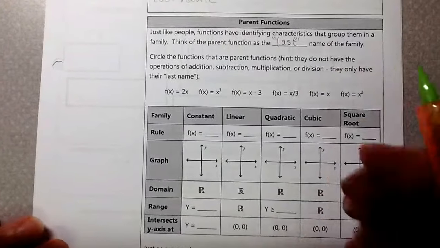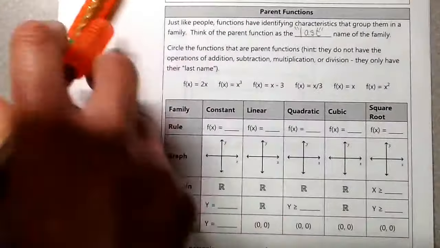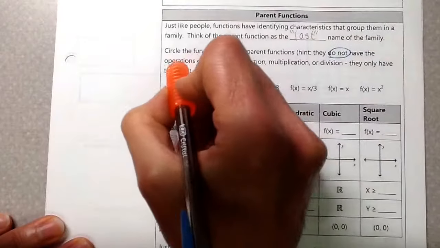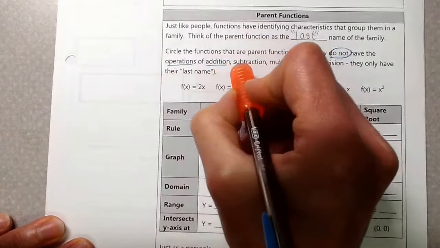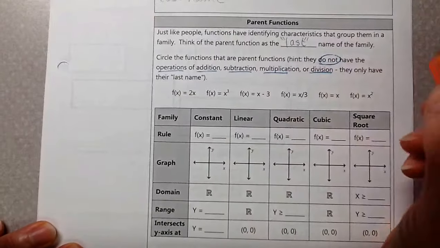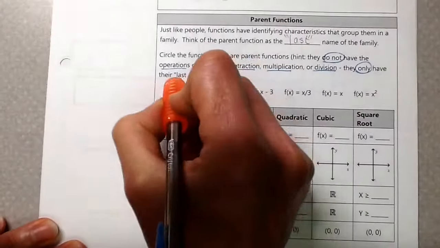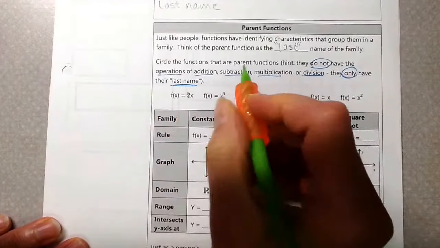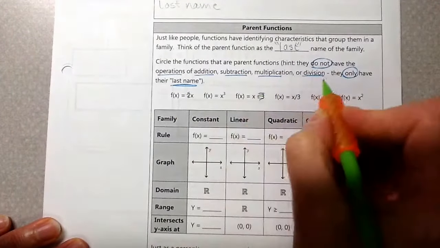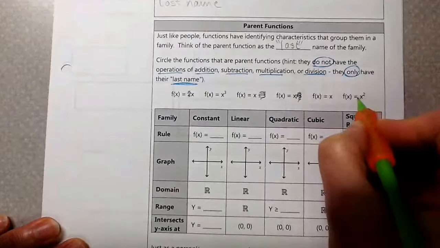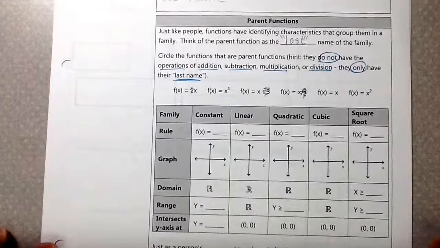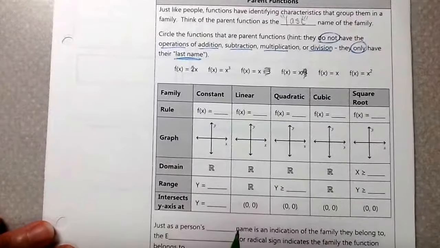So I want to give you a hint here. Parent functions do not have the operations addition, subtraction, multiplication, or division. They only have the last name. So if we go down here and we scribble off anything that has to do with adding, subtracting, dividing, we don't cross off the exponents because that gives the function its family.